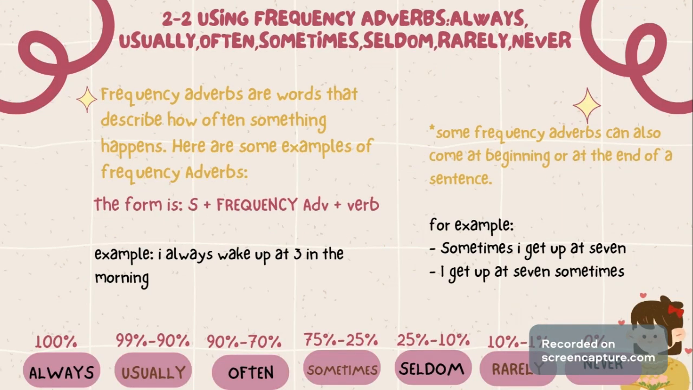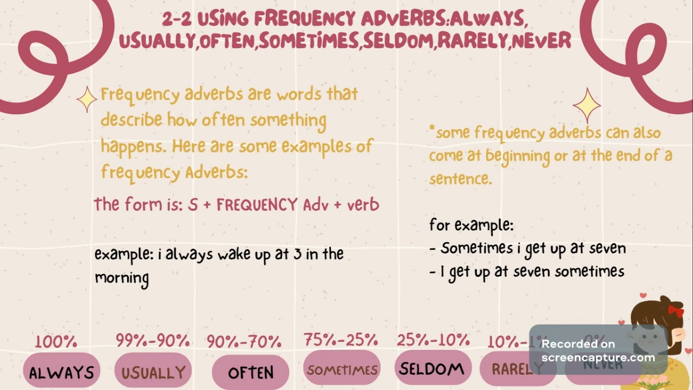Next, using frequency adverbs: always, usually, often, sometimes, seldom, rarely, and never. So, frequency adverbs are words that describe how often something happens. Here are some examples of frequency adverbs, like always, usually, often, sometimes, seldom, rarely, never. As you can see, they show how often something happens.